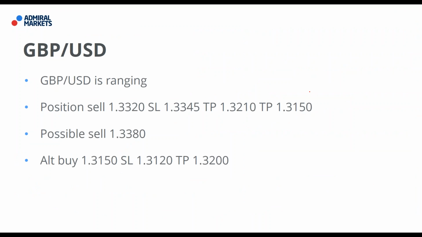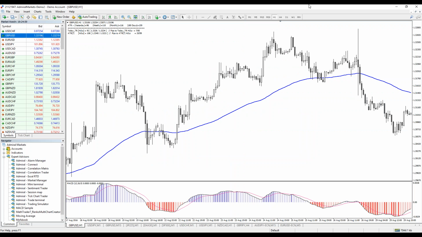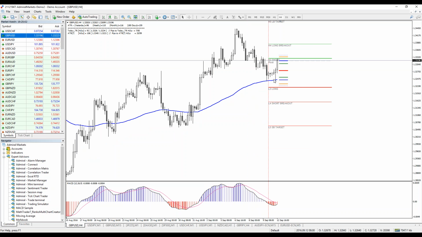Pound dollar is ranging. Sell position 33.20, 33.40, stop 32.45, TP 32.10, another TP 31.50. So this is based on my analysis from today. I didn't change anything, and I know that there was a conflicting signal on 4-hour time frame where we actually had T89. And yes, T89 spiked the price out to our POC. See, this is T89 and it went up.